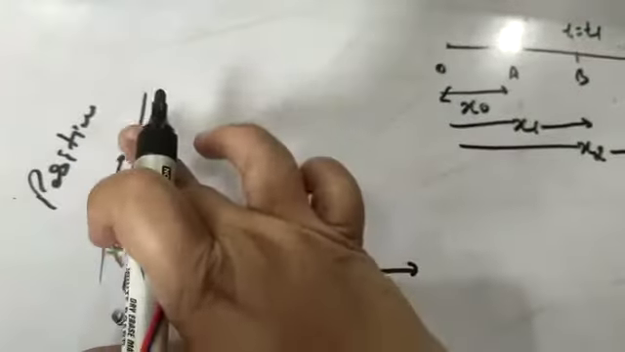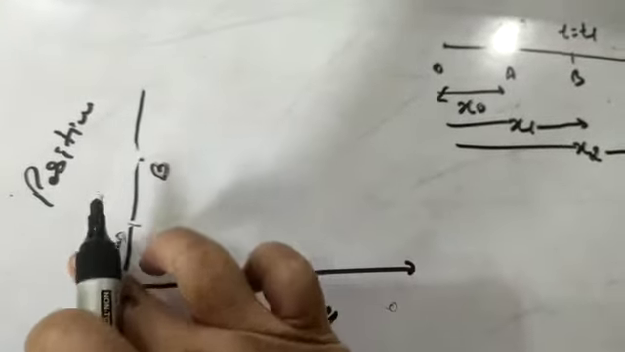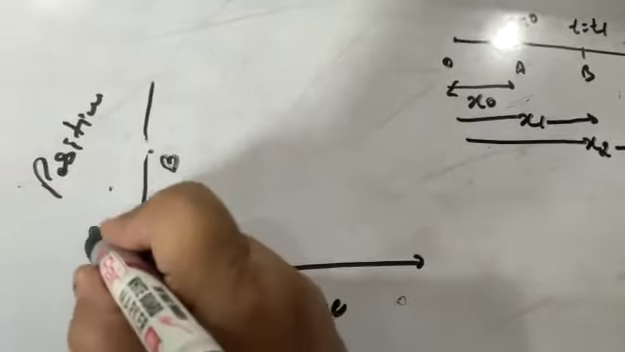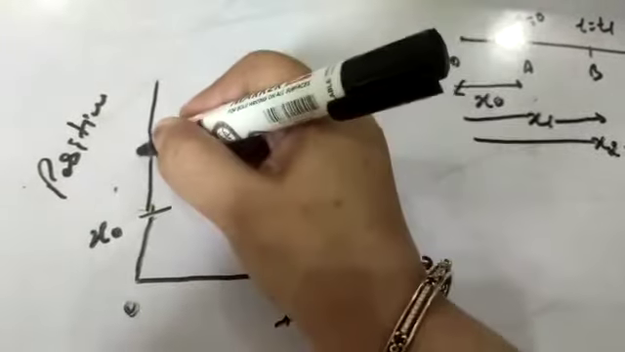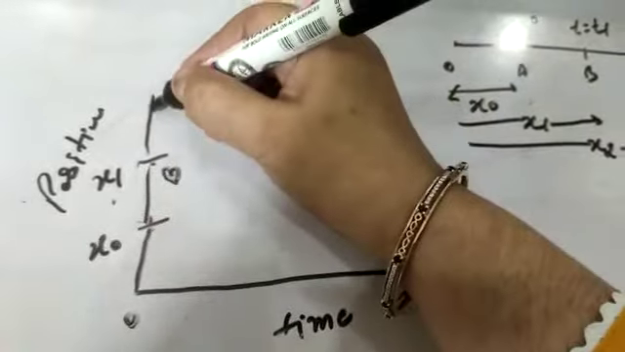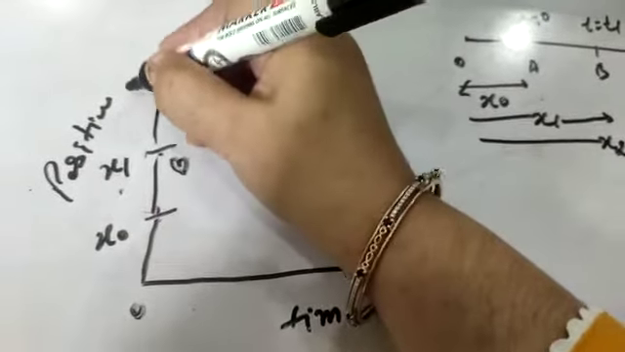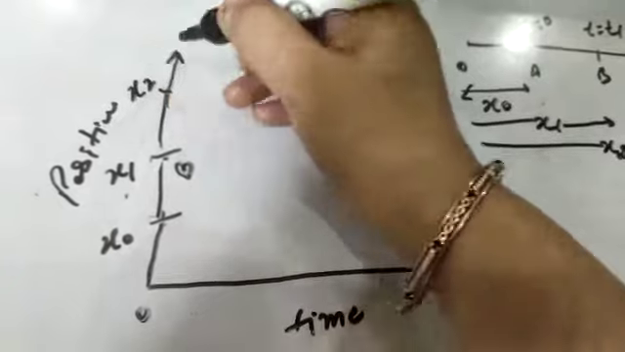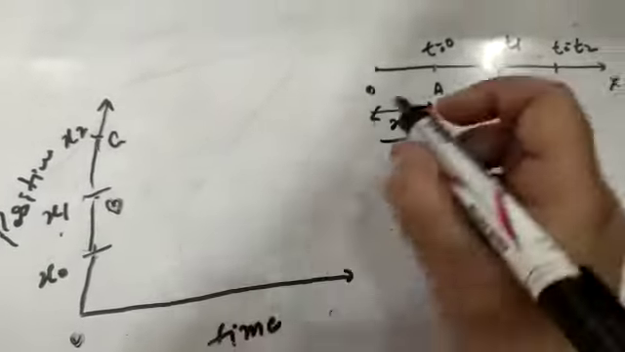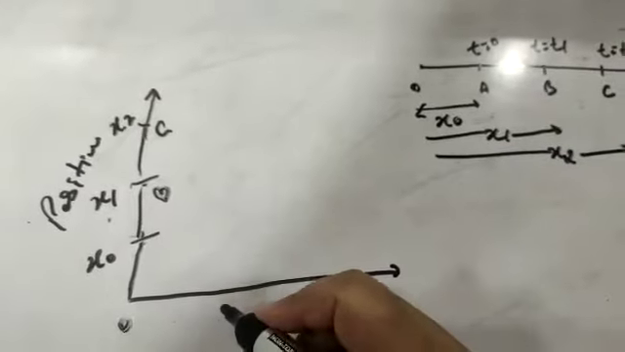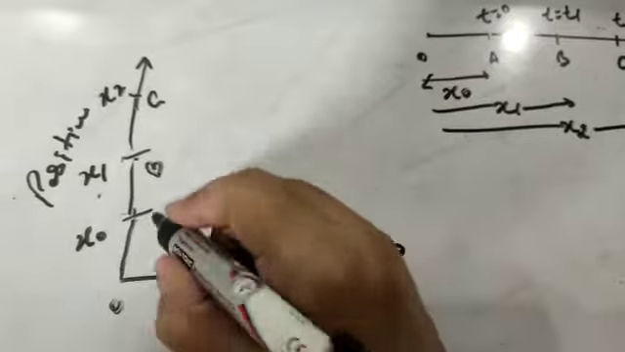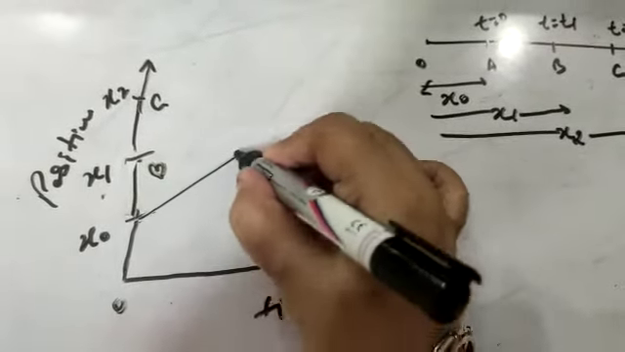Or we simply write it in a very simple way. If I write it, this position is x0 and this position is x1, right? And C is the position which is x2. This is C position. And again, time t equal to 0 corresponds to this, so we will write here, the graph will be like this.